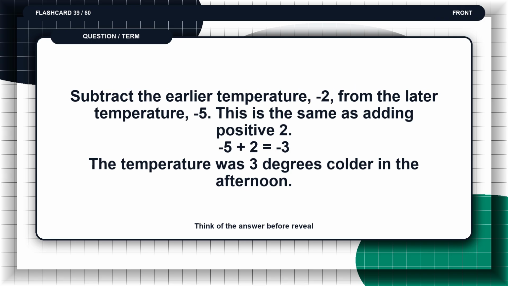Flashcard 39. Subtract the earlier temperature, minus 2, from the later temperature, minus 5. This is the same as adding positive 2. Minus 5 plus 2 equals minus 3. The temperature was 3 degrees colder in the afternoon. Think of the answer before the reveal.